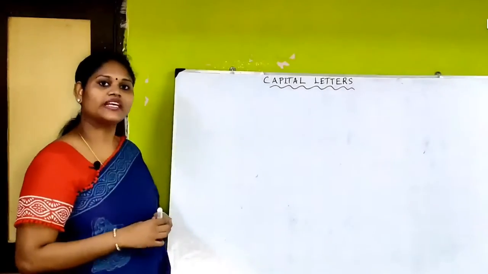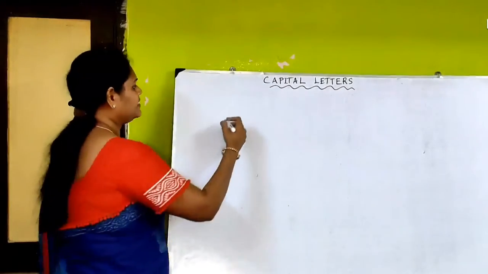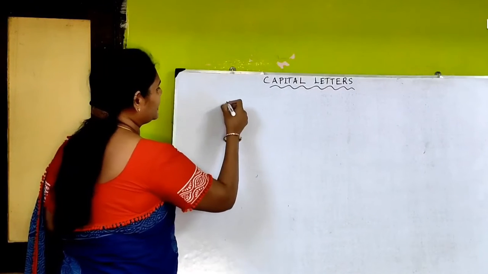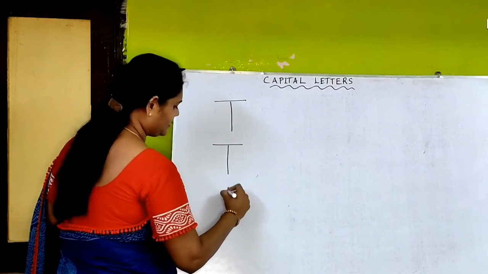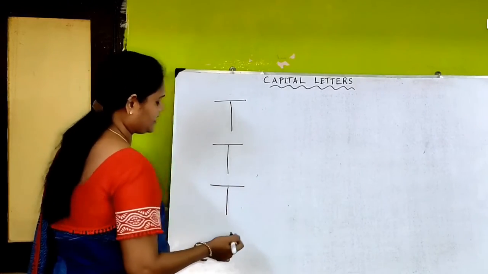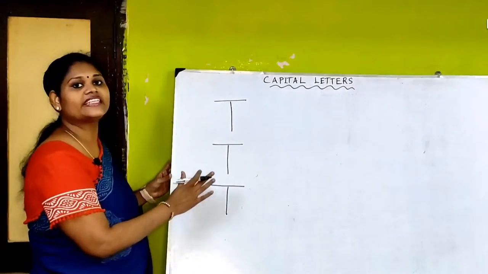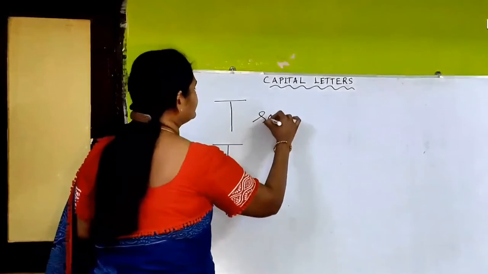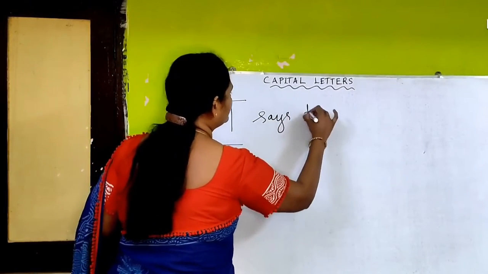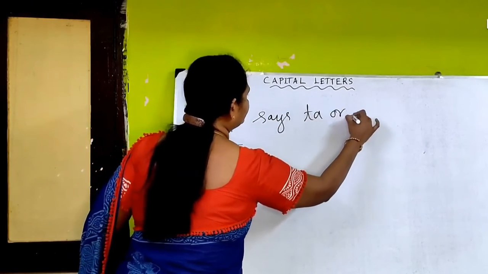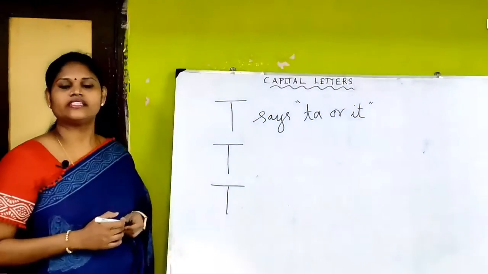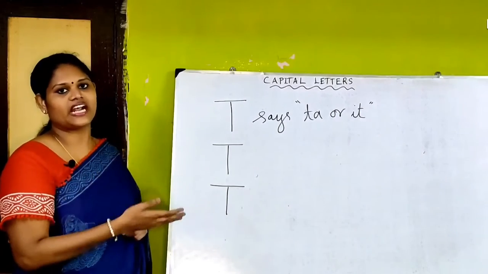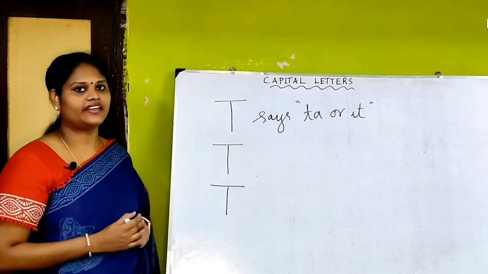Now coming to the next letter T. This is very easy. Standing line and sleeping line. Capital letter T says starting sound is ta and ending sound is it. Okay, this is the phonetic sound. Ta is the starting sound and it is the ending sound.